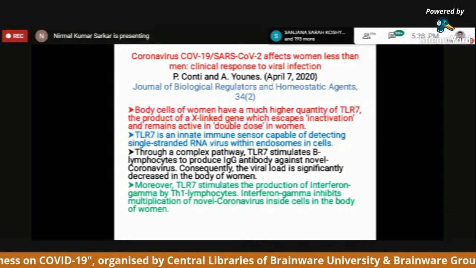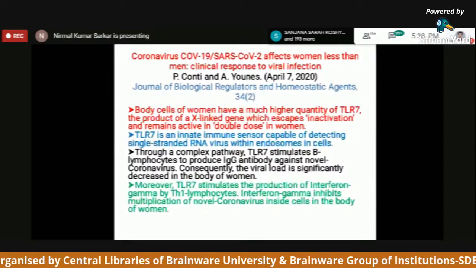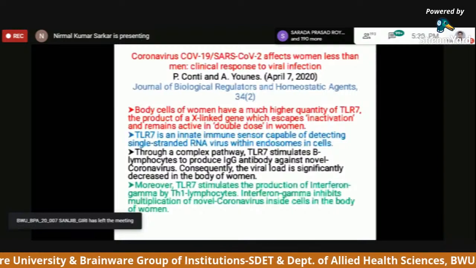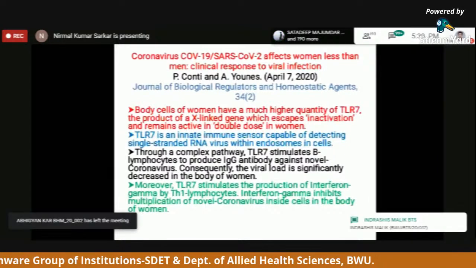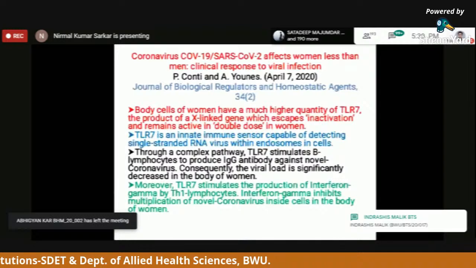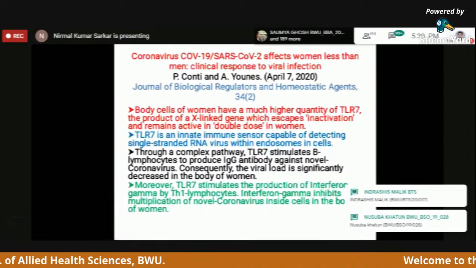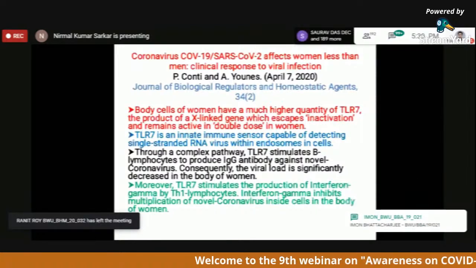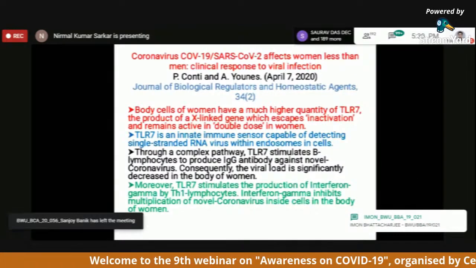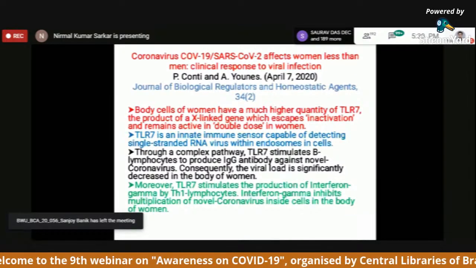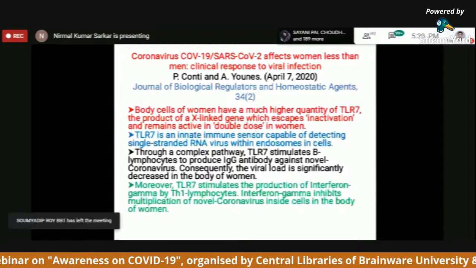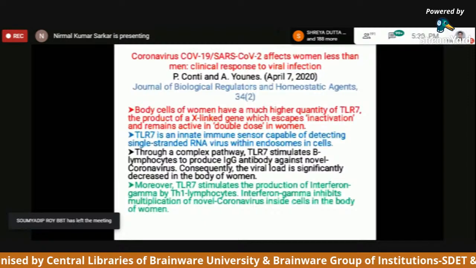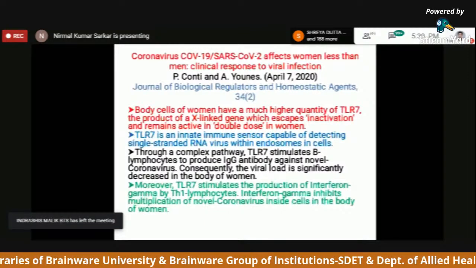TLR7 is an immune sensor capable of detecting single-stranded RNA virus within endosomes or vesicles in cells. Through a complex pathway, TLR7 in women's cells stimulates B lymphocytes, the women's body rather, stimulates B lymphocytes to produce IgG antibody against novel coronavirus in the body of women.